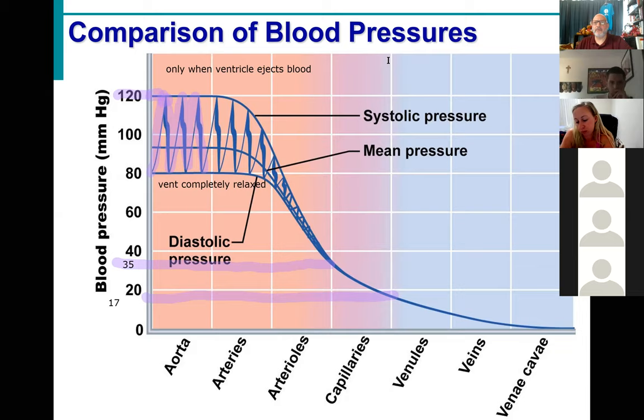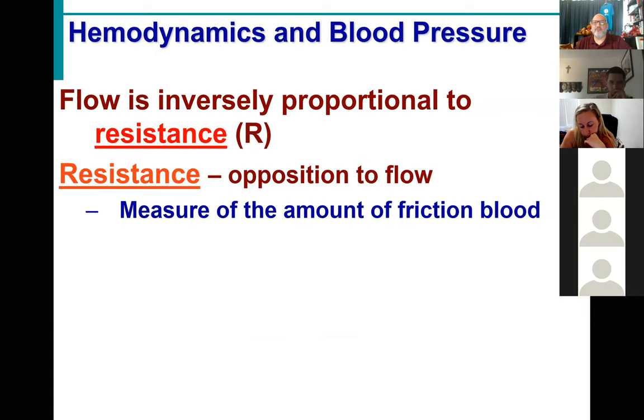All right, but pressure isn't the only thing that affects the flow of blood. Flow of blood is also inversely proportional to the resistance of our blood vessels. Resistance is basically the opposition of flow, and again, they're inversely proportional. So what that means is flow equals 1 over resistance. So if we double the resistance of a blood vessel, what happens to our flow?